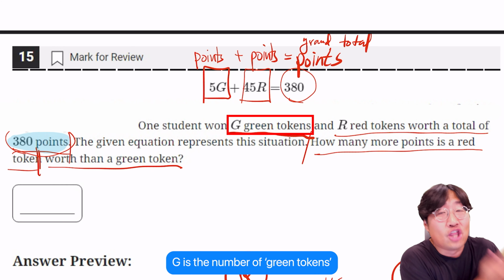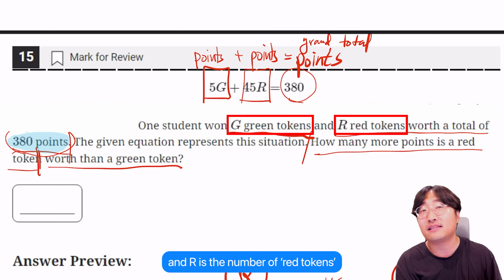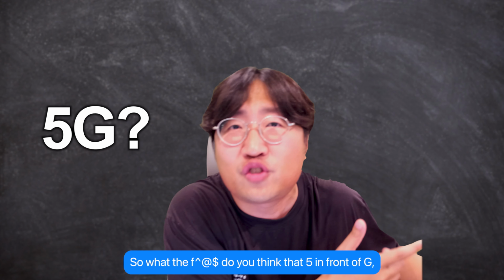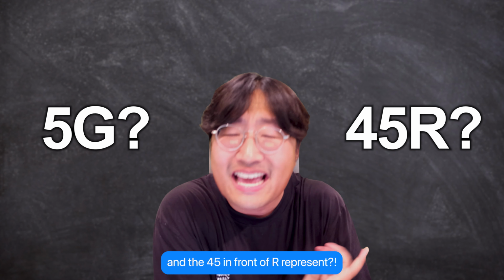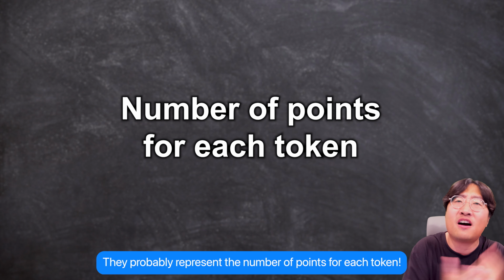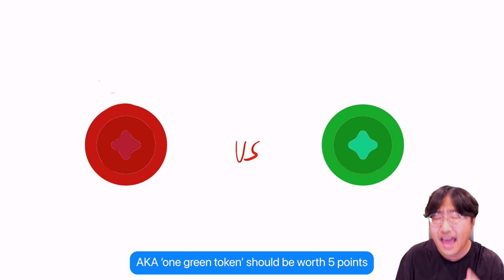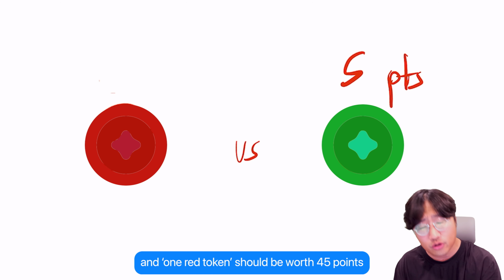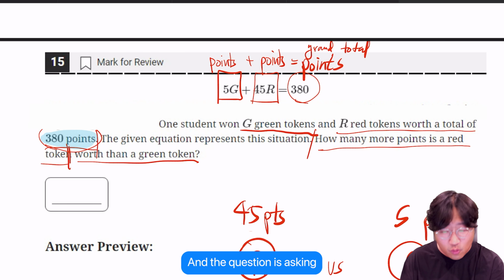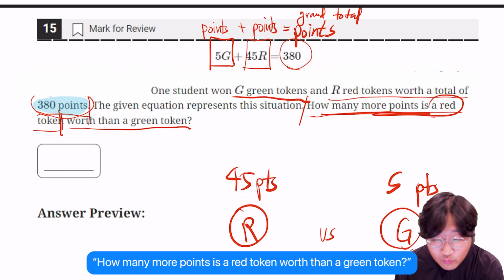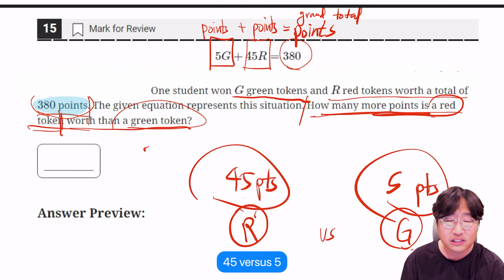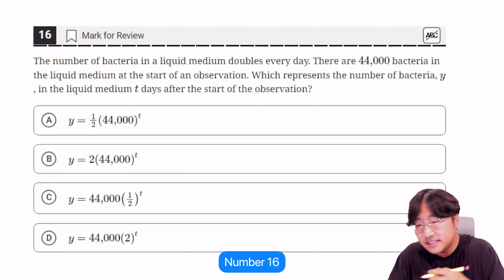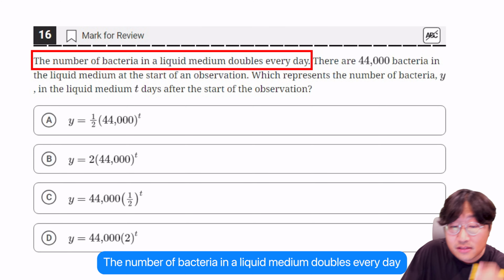G is the number of green tokens and R is the number of red tokens. So what do you think that 5 in front of G and the 45 in front of R represent? They probably represent the number of points for each token, right? AKA, 1 green token should be worth 5 points and 1 red token should be worth 45 points. And the question is asking how many more points is a red token than a green token? 45 versus 5. The difference is 40 points right there. Easy as hell.